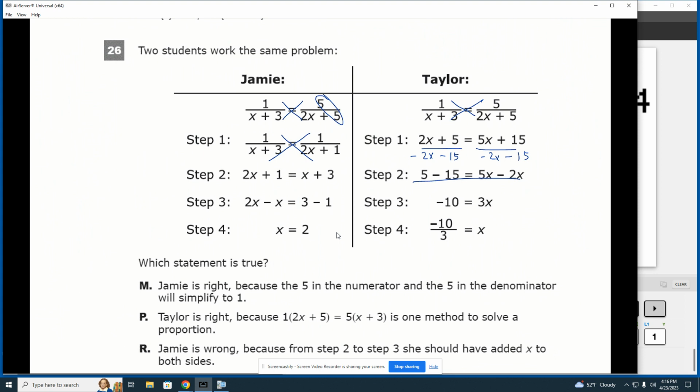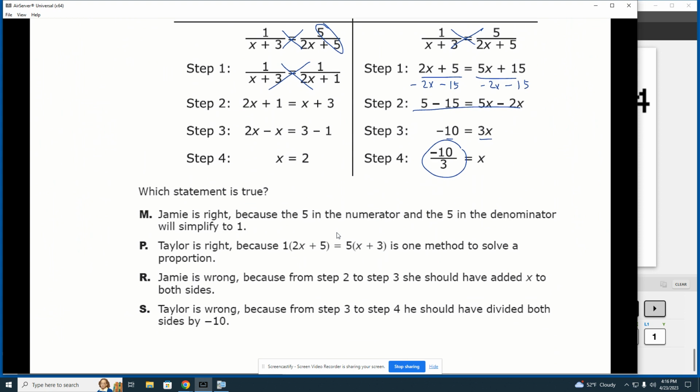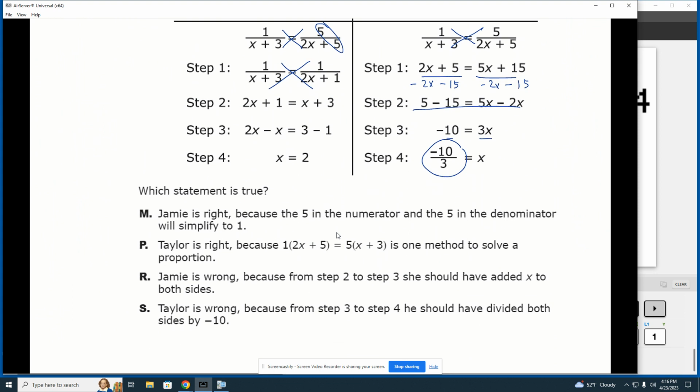Then they simplified this. 5 minus 10 is negative 10. Yep. 5x minus 2x is 3x. Yep. Then they divided by 3. Yep. This is perfect. They did all the work right. So Taylor is right. Taylor is right. So it can't be Jamie is right. This one says Taylor is right. This is Jamie is wrong.